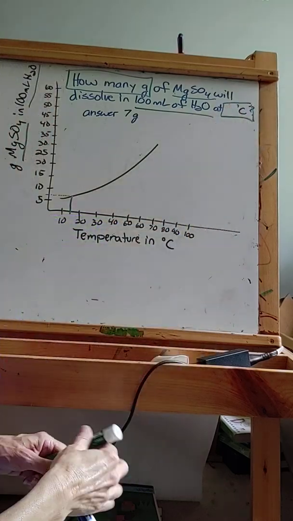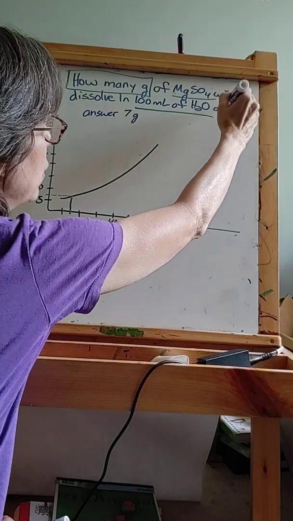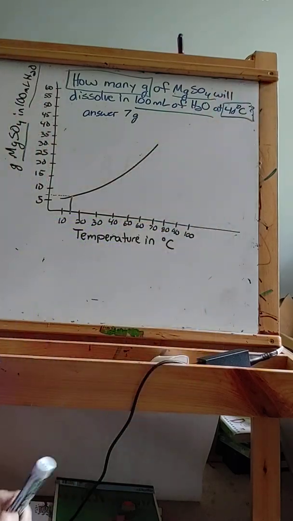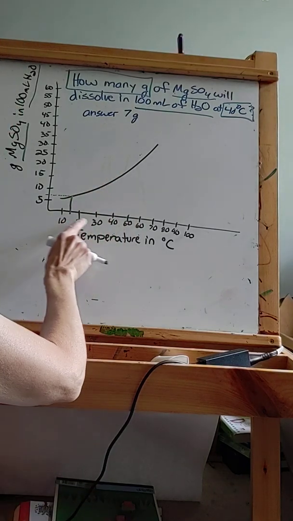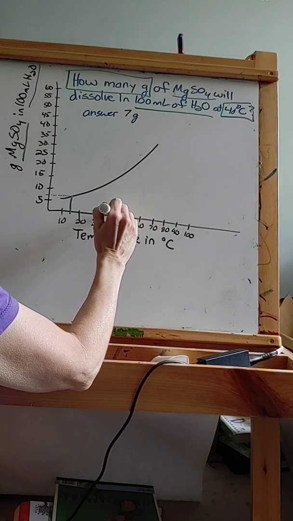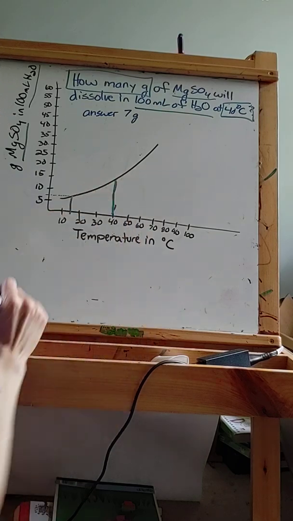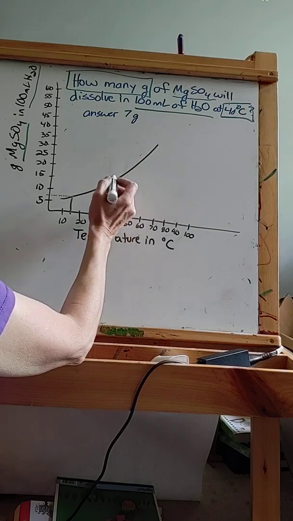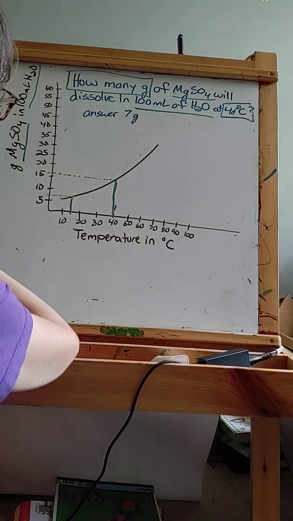Maybe the next problem is a little bit different. Maybe the next problem says how many grams will dissolve at, let's say, 40 degrees Celsius. We're going to do that problem exactly the same way. We find the temperature at the bottom, 40. We're going to go from that temperature straight up. I apparently can't do a straight line today, until we meet that dark line on the graph. Then we're going to travel over from that line, trying to be a straight line.